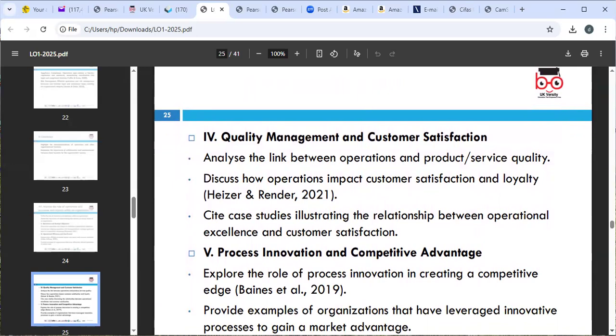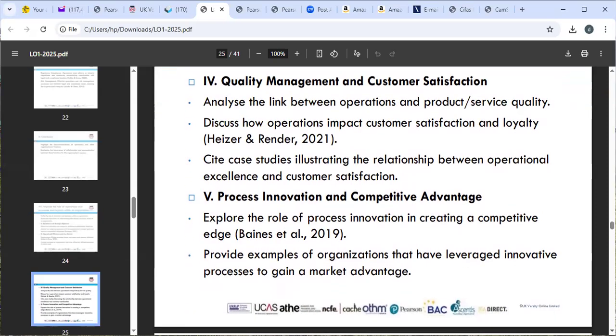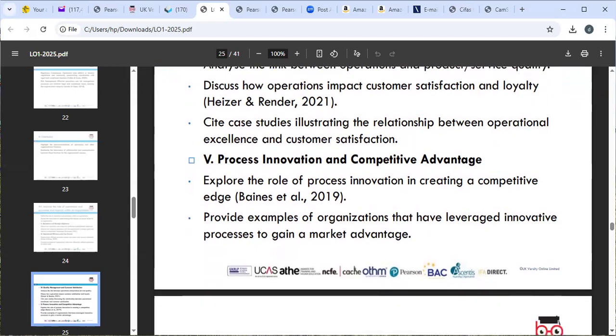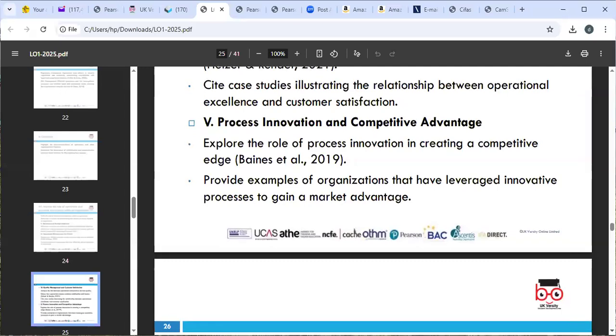Quality management and customer satisfaction. I've mentioned that quality management is very important. You have to comply with quality management in every organization, to analyze the link between operations and product and service quality. You have to discuss how operations impact customer satisfaction and loyalty. Okay, very important. Loyalty, that they always return. You should be able to cite case studies illustrating the relationship between operational excellence and customer satisfaction. Very important. And process innovation, competitive advantage. These are things that we need to look into.